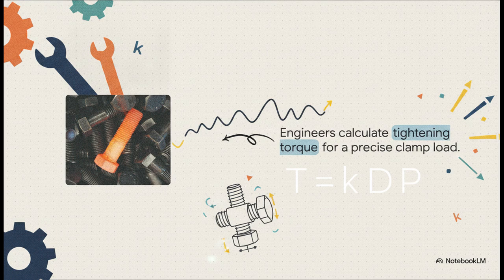The formula is T equals K times D times P. Here, T is the tightening torque you apply, D is the nominal diameter of the bolt, and P is the target clamping load, which is usually around 65% of the bolt's proof load. But you know what the real wild card is here? It's K, the nut factor.